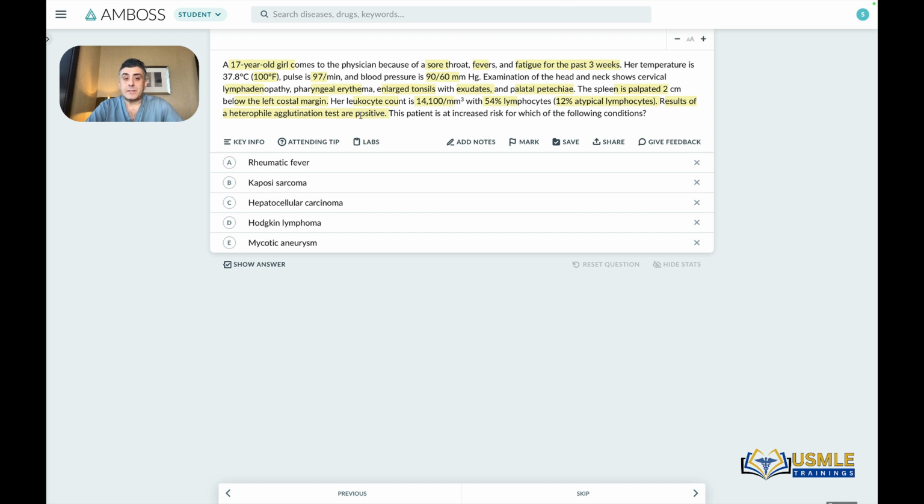If this was not the point of entry for yourself, then you go to the scenario itself. And the scenario leads us to fatigue and sore throats and fever for many, many weeks, not just a couple of days, and swelling, right? So now we know it's infectious mono, okay?